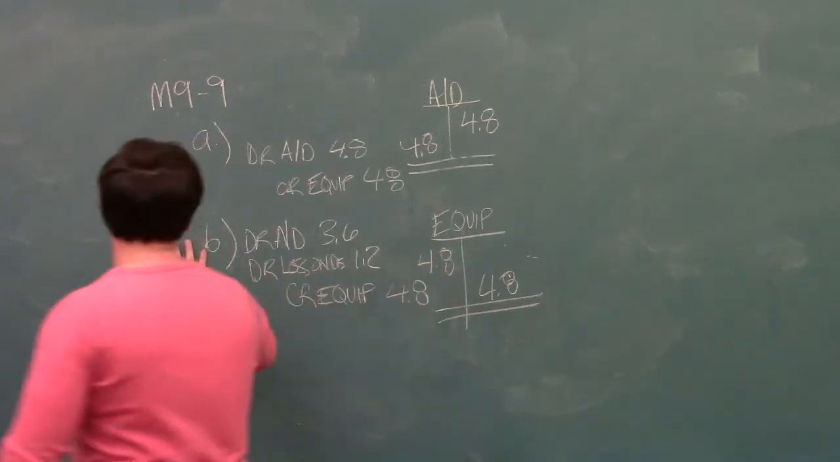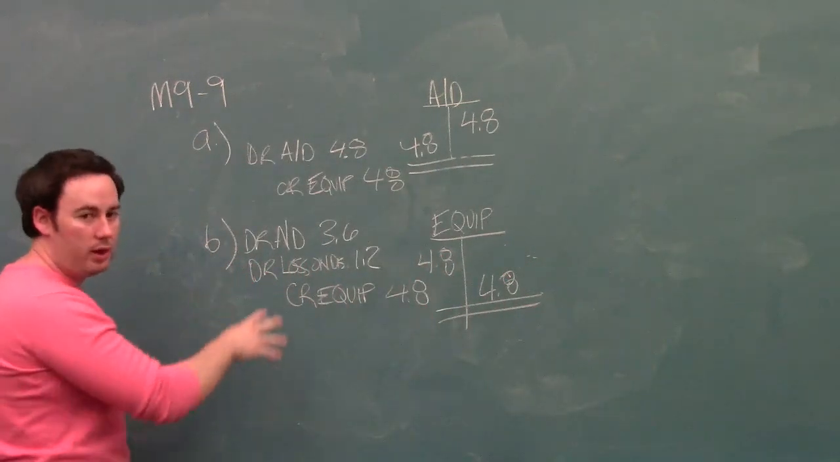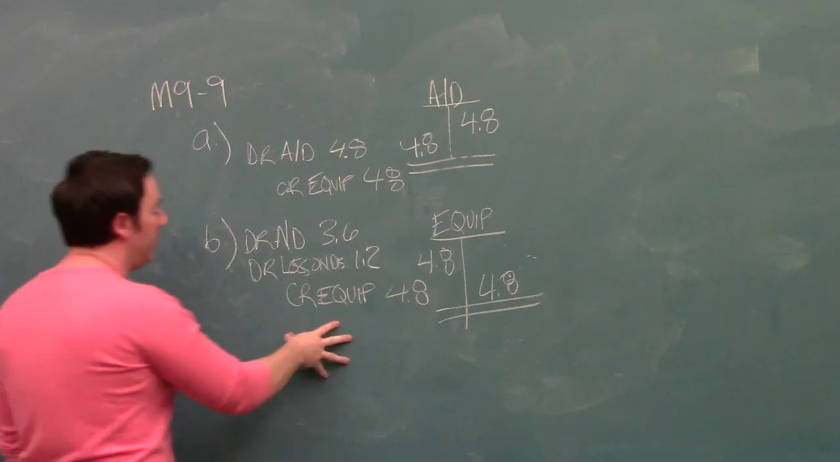So here's the problem M99. Be familiar with how to record gains and losses. Losses are on the debit side, gains are on the credit side.